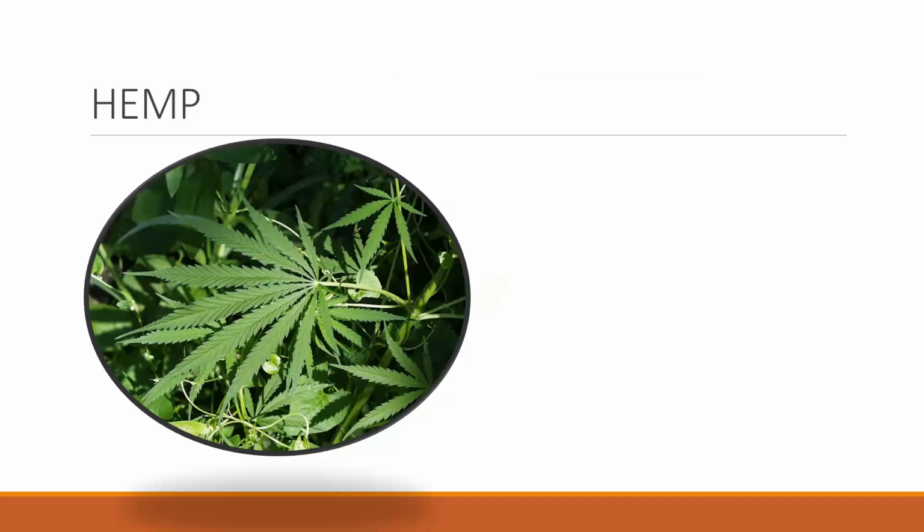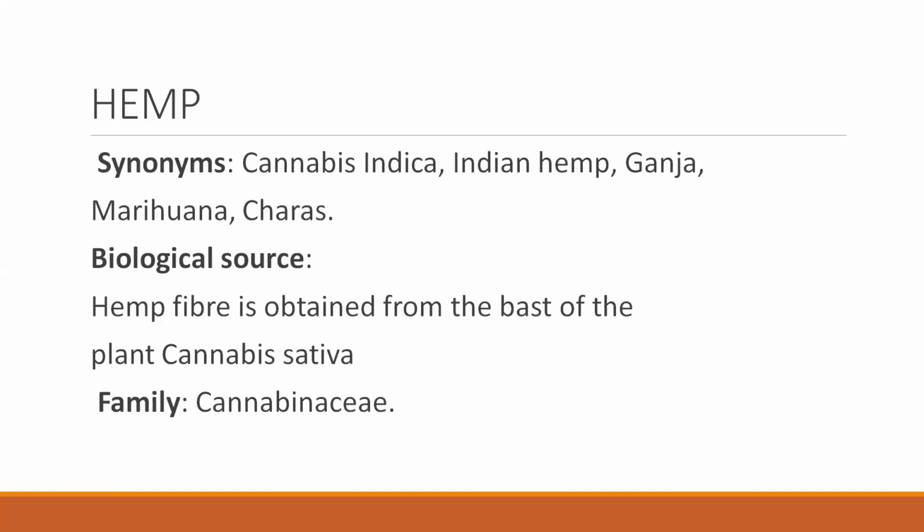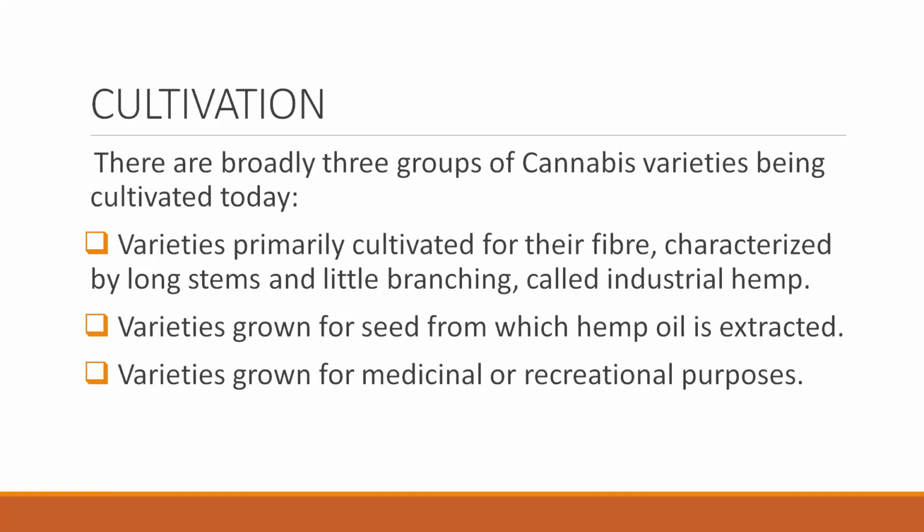Next is hemp. This is also known as Indian hemp or cannabis. Synonyms of hemp are Cannabis indica, Indian hemp, ganja, charas, marijuana. So what is the biological source? It is obtained from the bast of the plant Cannabis sativa, and it belongs to the family Cannabinaceae. How will you cultivate this?